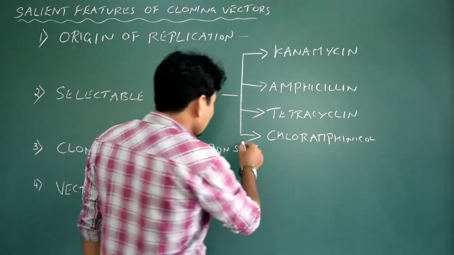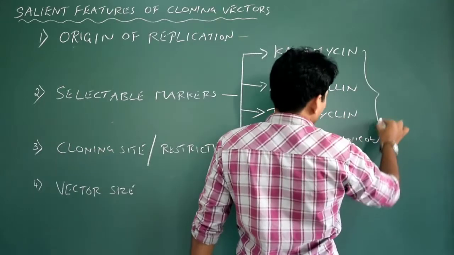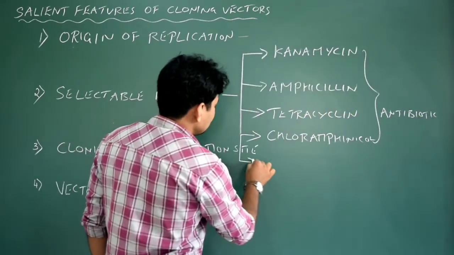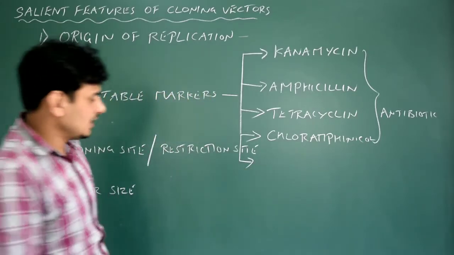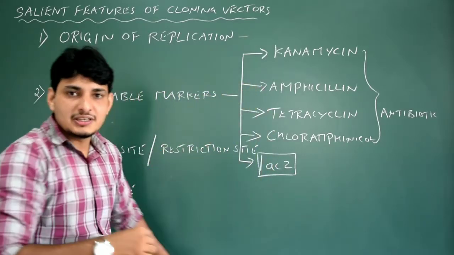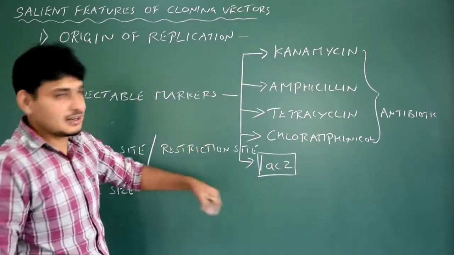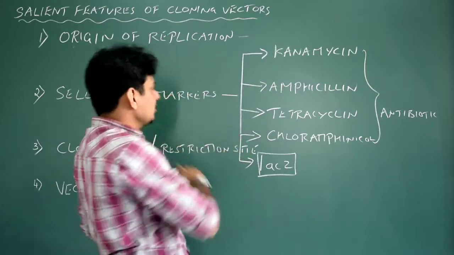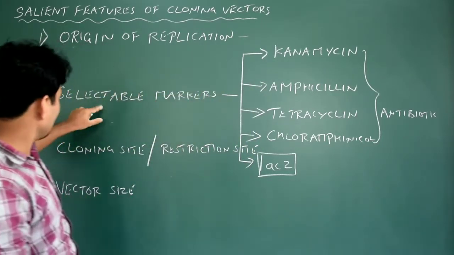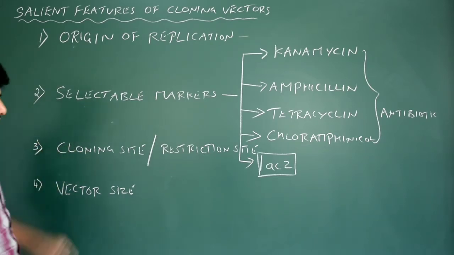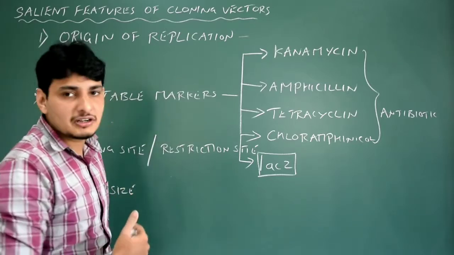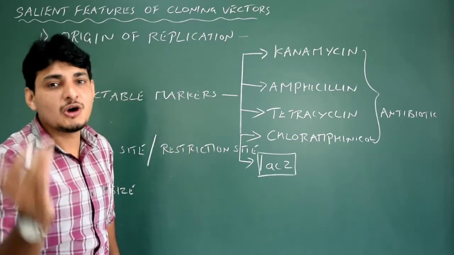Let me add one more. Other than these 4, which are antibiotics, even a naturally occurring gene, normally seen in plasmid, the LacZ gene, can also be considered a selectable marker. We will understand it later; I will explain it in detail. Please note these are selectable markers. Let me explain this after the third and fourth points, because I need space, about selectable markers and how exactly we use them to select recombinants over non-recombinants.